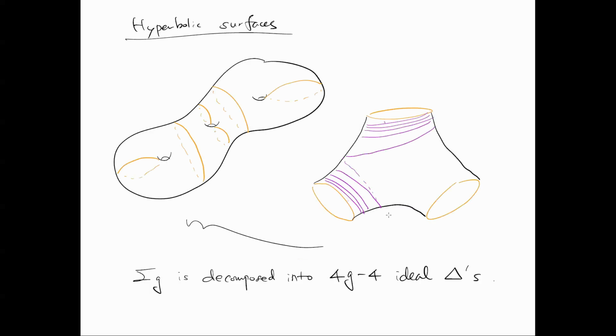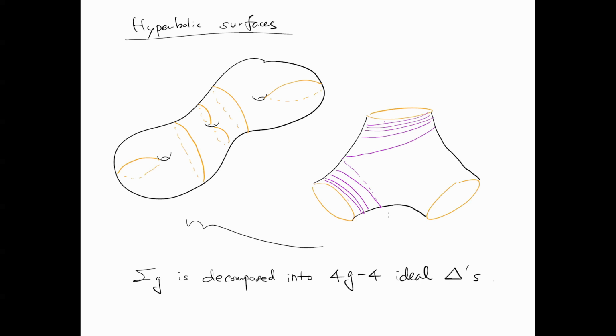So where are those laminations? One big source of examples is surfaces. If you have any closed orientable hyperbolic surface of genus G, and in this case the picture I drew is a genus 3 case, it can be decomposed by some collection of closed geodesics into 2G minus 2 pairs of pants. Here a pair of pants means topologically a three-punctured sphere with geodesic boundary.